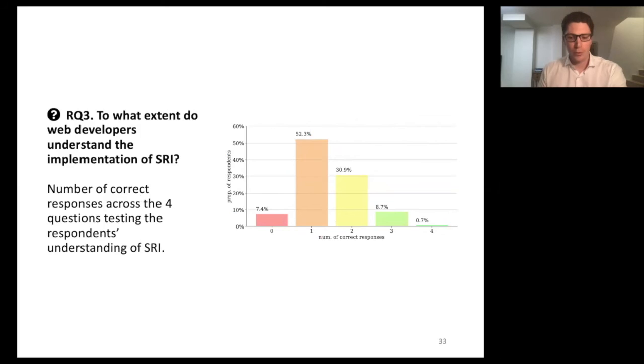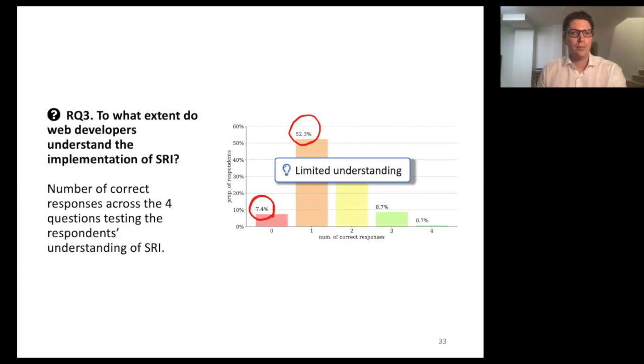So now if we compute the survival graph for these 4 questions, we notice that almost 60% of the web developers answered correctly to 0 or 1 question out of 4. So there is clearly some effort that should be provided to help them get a much better understanding of the recommendation.